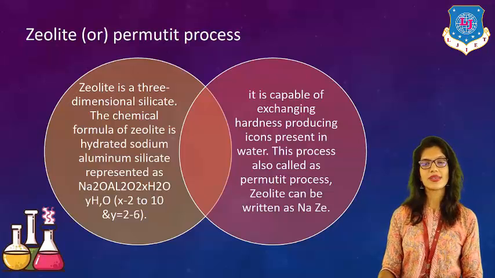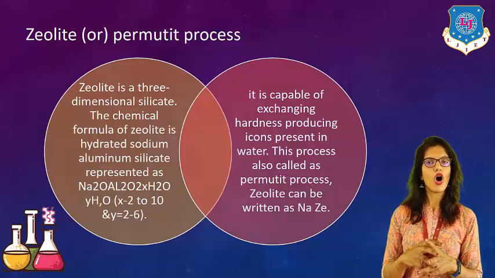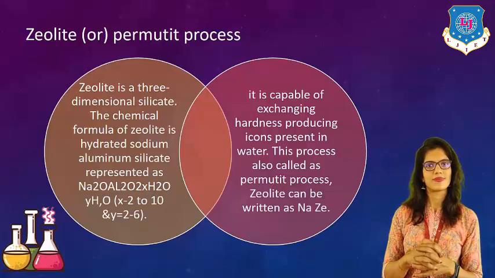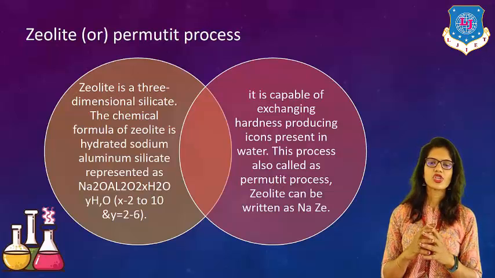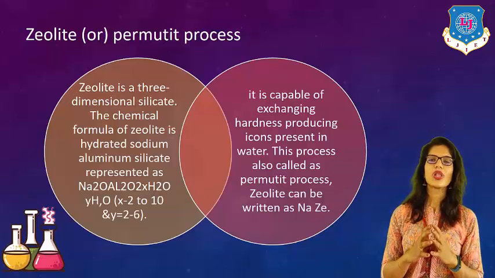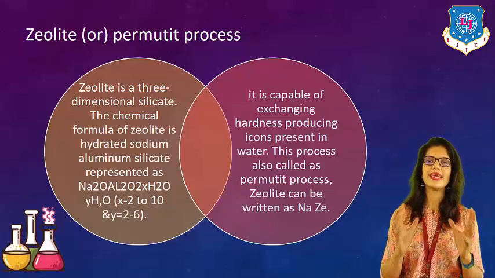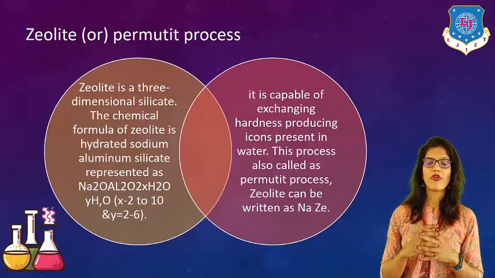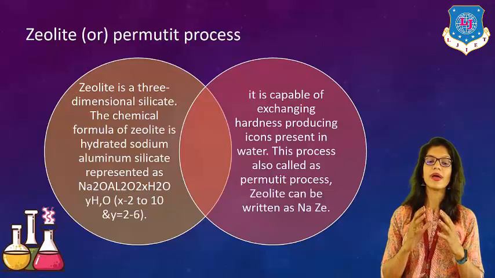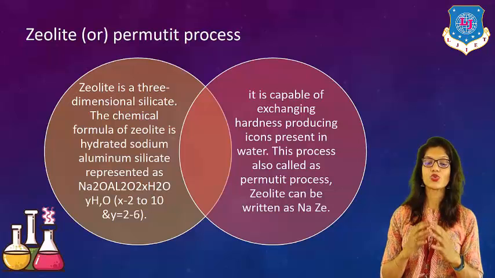Our next one is the permutit process or zeolite process. The permutit or zeolite process is done using zeolite. So zeolite is a three-dimensional silicate. The chemical formula of zeolite is hydrated sodium aluminum silicate, which can be represented as Na2Al2O2 into XH2O into YH2O. Here X can range from 2 to 10, while Y can range from 2 to 6.